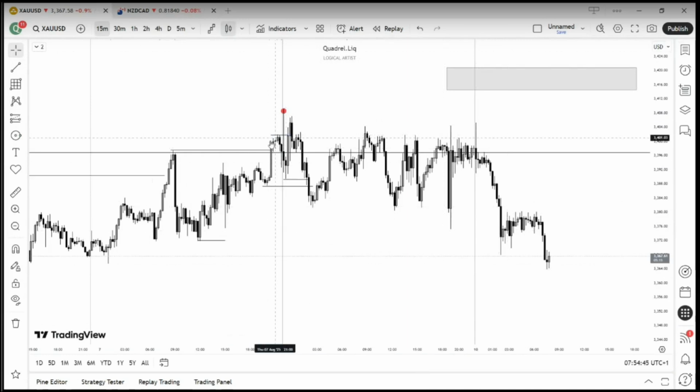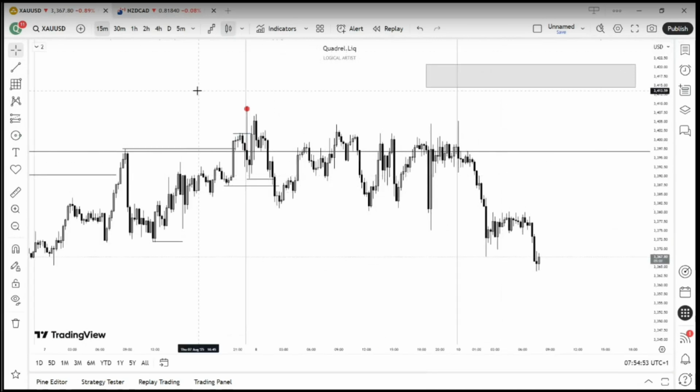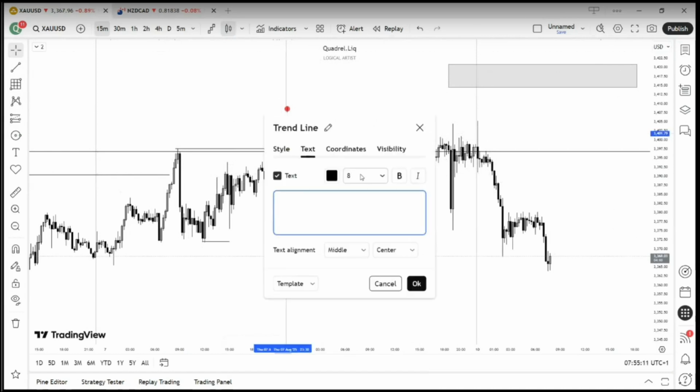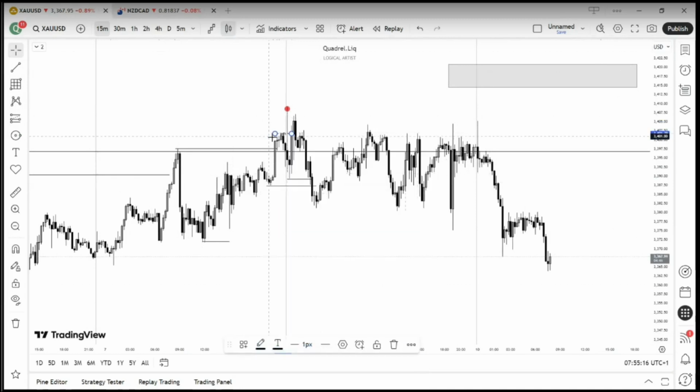So as you can see from here, this is more like the highest point price reached for this particular day. So price is taking it out more like a previous day high liquidity. Let me just label it as PDH. So price is taking out this high as previous day high liquidity, and we have this high as a strong high.